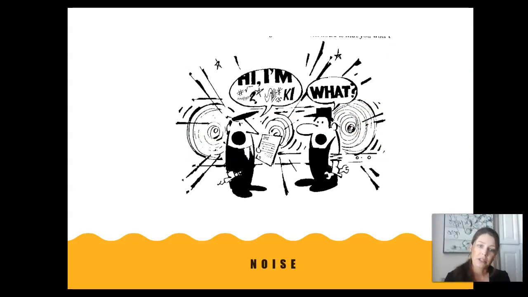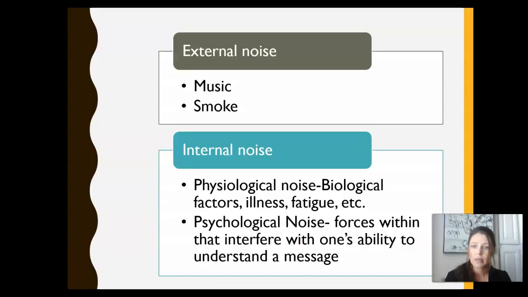A major factor that can impact our communication encounters that I've mentioned is noise. And I want to spend a little bit more time on this because there are two types of noise that can impact messages being sent. I've talked a little bit already about external noise, anything that impacts the communicative encounter that's external. So music, smoke, heat, rain, external, okay?